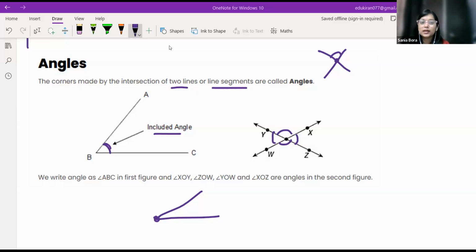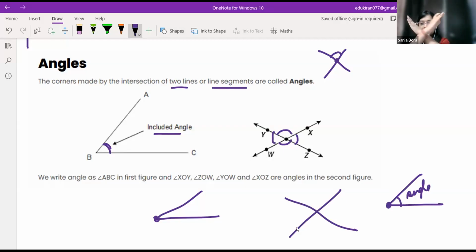Okay, Ibrahim, let's discuss this. What are angles basically? The corners made up of intersections of two lines or line segments are called angles. Either two lines would be joining at a corner and the corner would be making the angle, or two lines would be intersecting each other, like crossing each other. Clear?